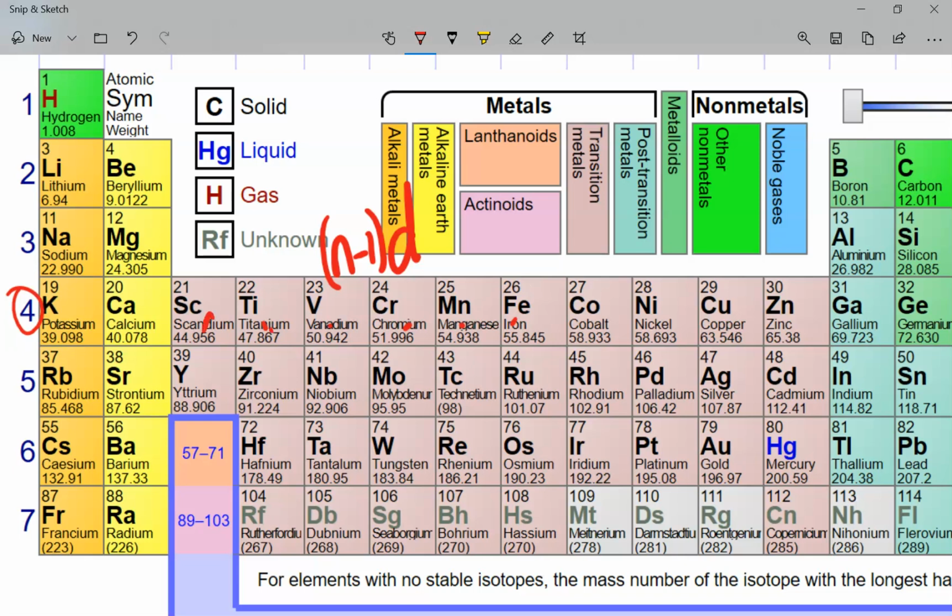So this is the 3D block. It's n-1, so this is the 4D block, even though it's in period 5. This is the 5D block, and this is the 6D block, even though they're in periods 6 and 7.